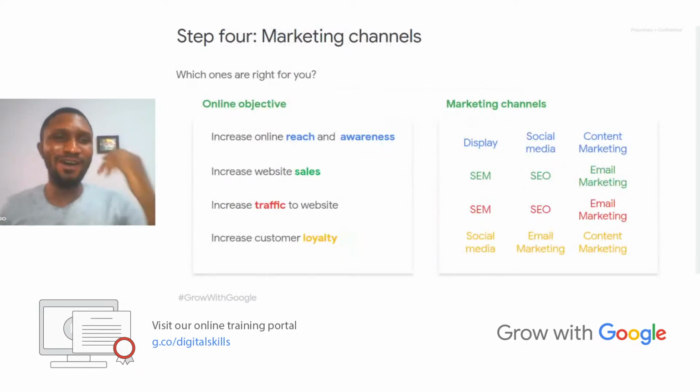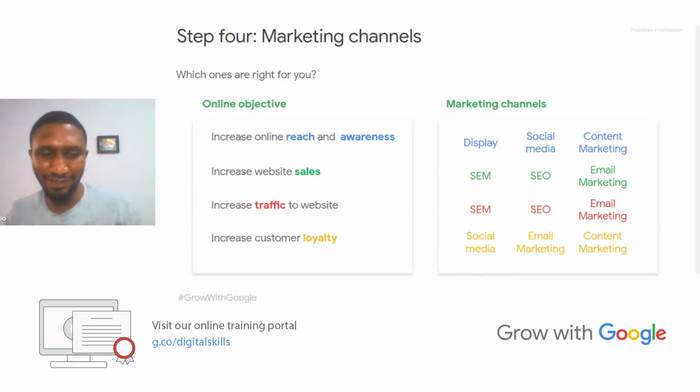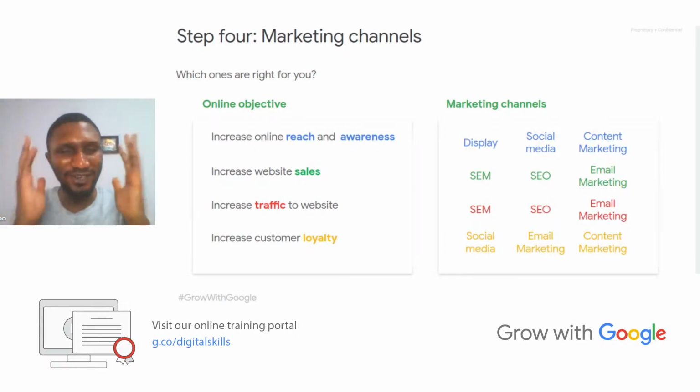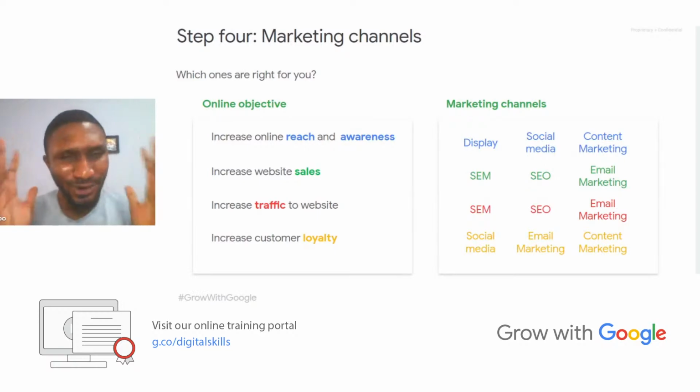So step 4, aligning, choosing the right marketing channel. Remember I mentioned there is a chain. Your business goal should align with your online objective, and that online objective should align with the right marketing channels. Each of these marketing channels is ideal for different goals and purposes. Know this and know peace, I would say.